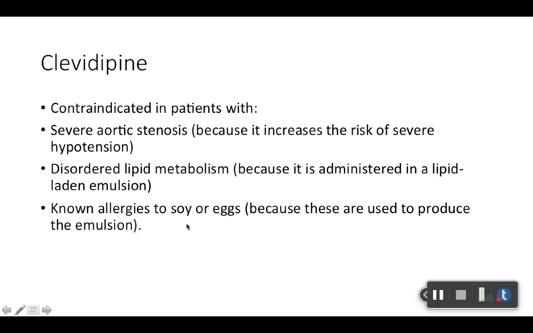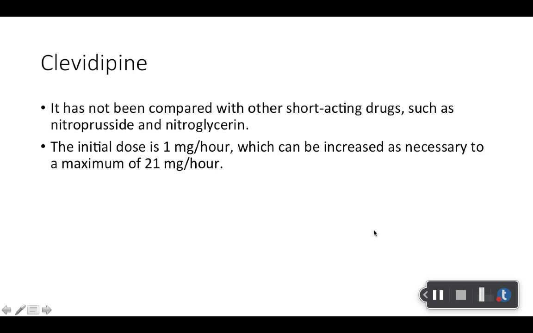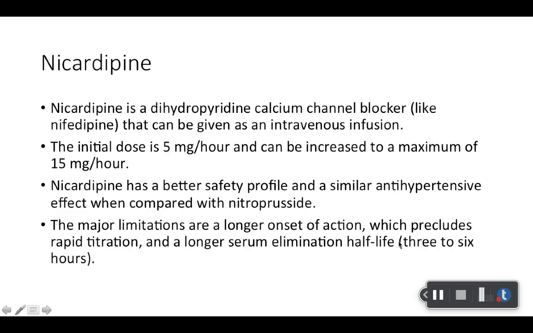Here are some contraindications, so just go ahead and look at that. One that's kind of interesting that I forget about, or practitioners forget about, is a known allergy to soy or eggs, and this is because of what it's made with. It's actually made with something that can cause a cross sensitivity there. This one's just FYI, but it basically hasn't been compared head to head. And then there's the dosing there.